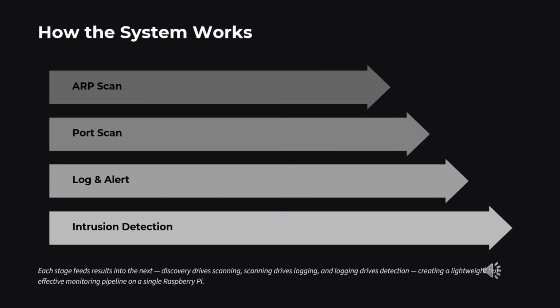Now I'm going to explain how the system works. The system works in four steps. First, ARP scan to detect devices. Second, port scan to check open ports. Third, logging and alert generation. Finally, intrusion detection based on collected data. Each step feeds into the next, creating a continuous monitoring system.